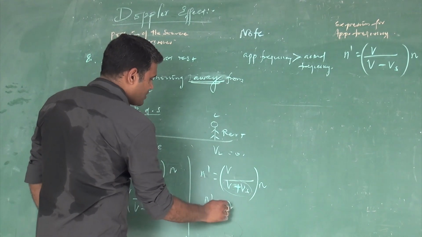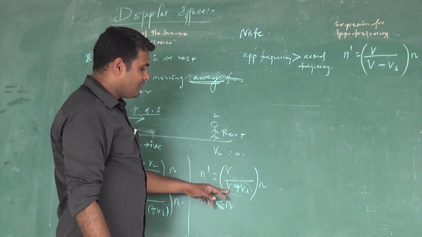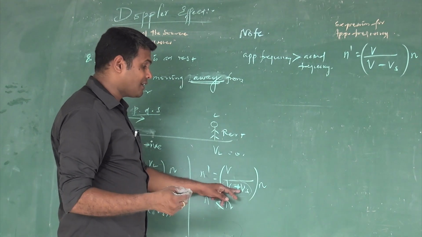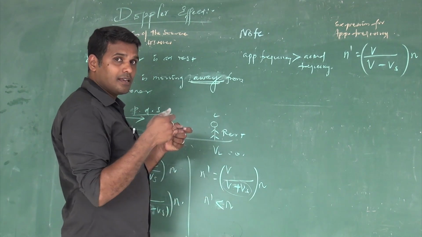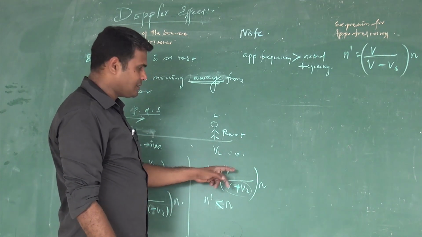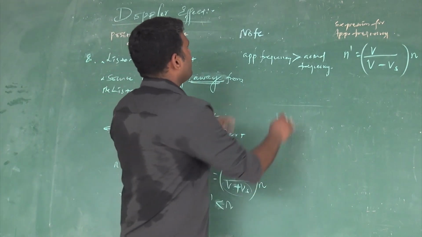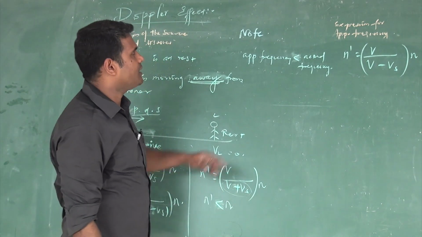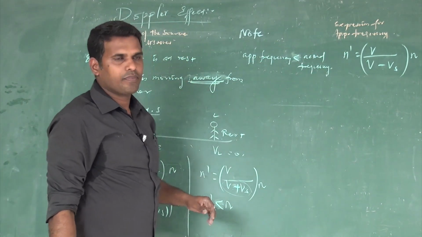So n prime is less than n. Why? As I mentioned, 330 plus, if velocity of the source is 30 meter per second, so 360. 330 divided by 360, the denominator is greater than the numerator. So obviously n prime will be less than n, because this ratio will be less than 1. So apparent frequency in this particular case is less than actual frequency.